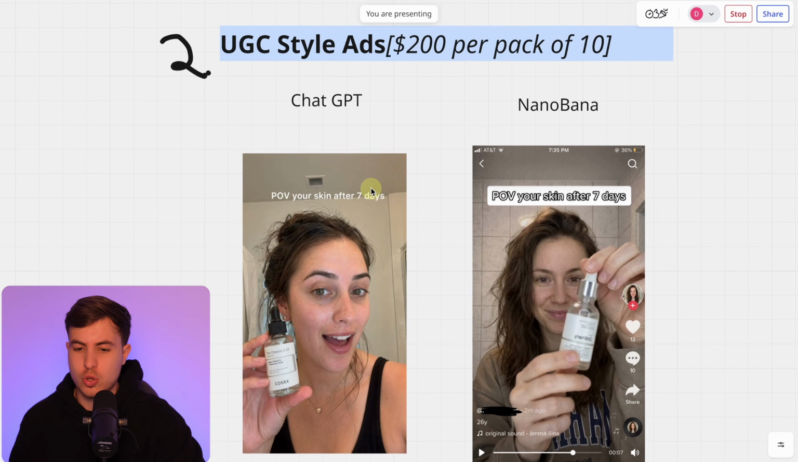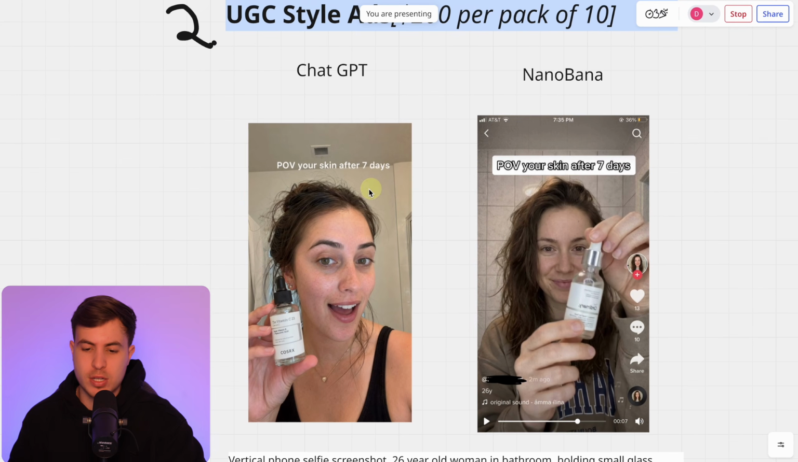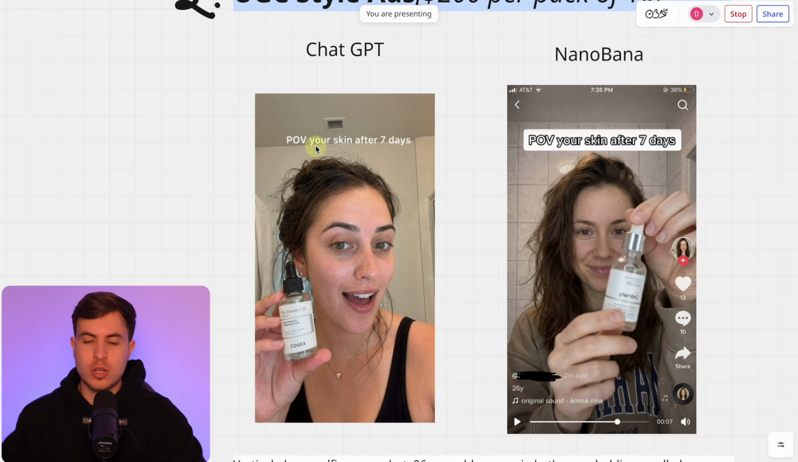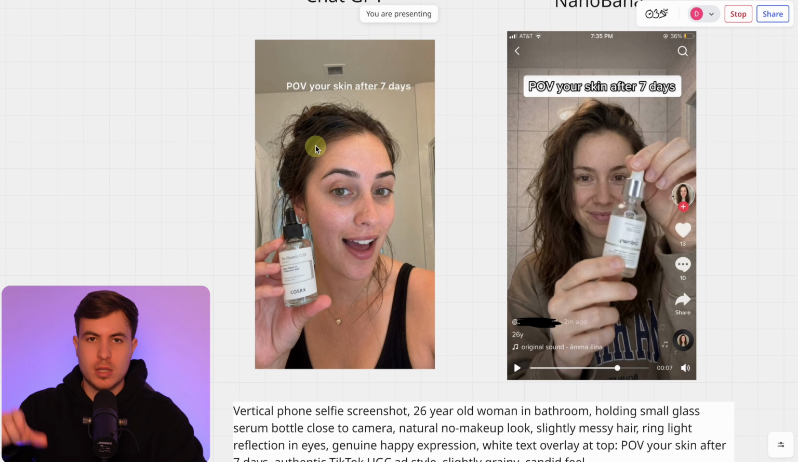The next one's going to be UGC style ads. And I've actually seen image ads like this perform well for brands. And although these are 9:16, you can use these images as reference images when you use a video model to then go and actually create the video ad.